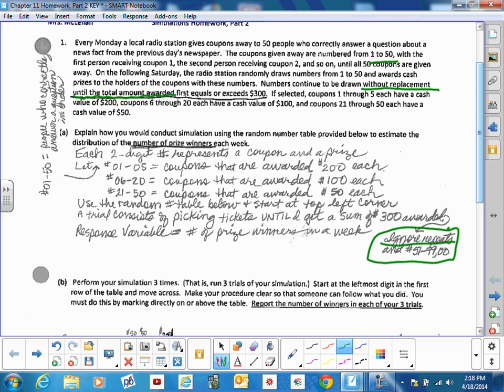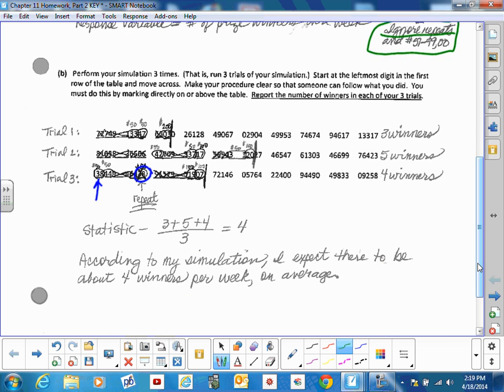Okay, so there's that. But look, our trial consisted of picking two-digit numbers until I get a sum of $300 awarded or more. So when I ran my trials, look at what kind of thing happened. These numbers were too big, so they didn't count. My first ticket, that was success, ticket number 33, you got $50. And ticket number 47, you got $50, and then that one doesn't count. Ticket number 3, you win $200. And then at that point, I have gone until $300 has happened. That's the stopping point.